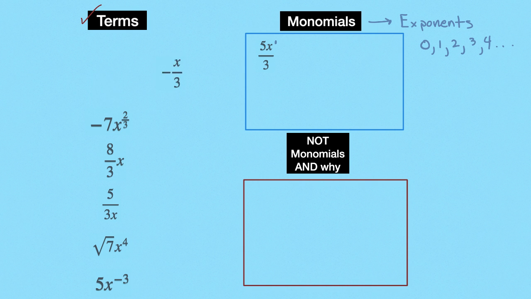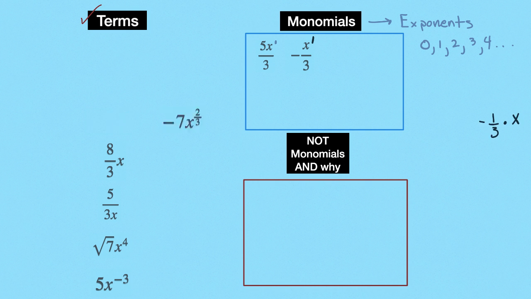Next one here, let's take a look at that guy. This would be the same thing as, if you'd like to see the numerical part, the coefficient part, negative 1/3 times x. The x here has an exponent of 1, and therefore, yeah, that thing is a monomial.